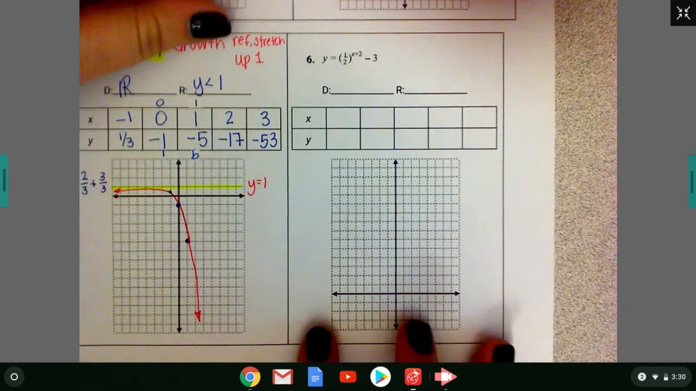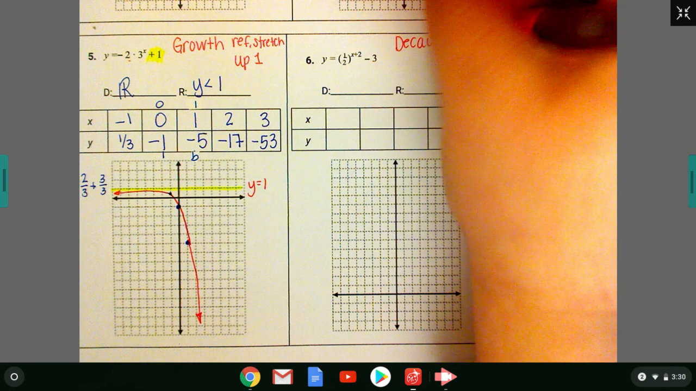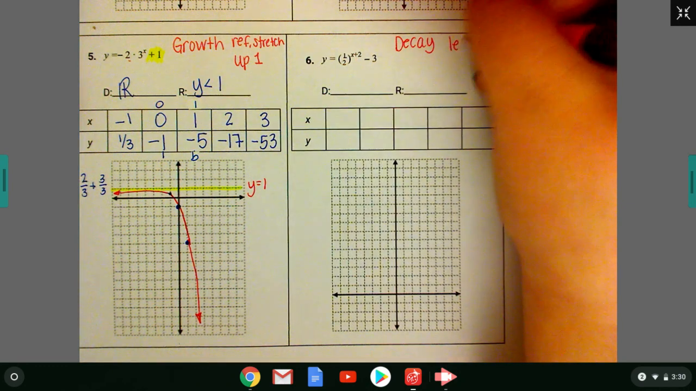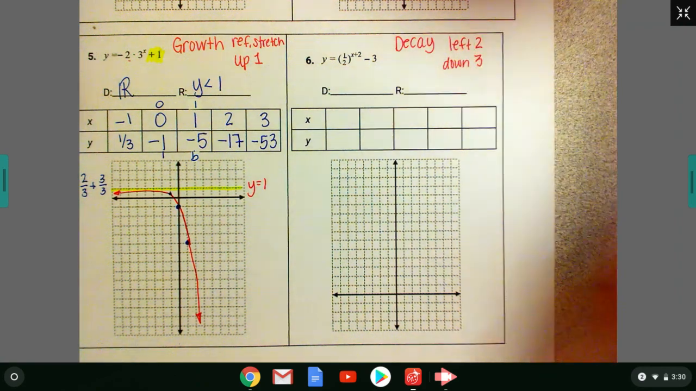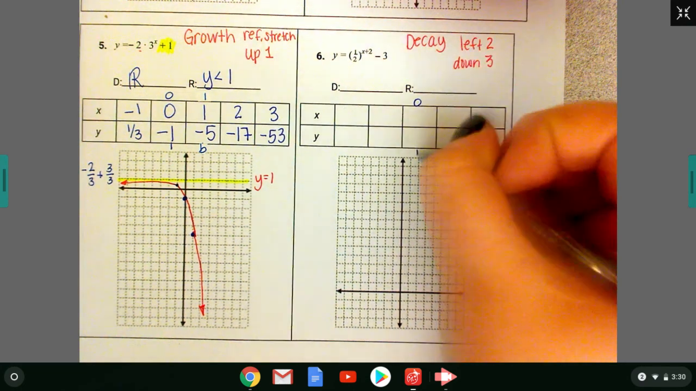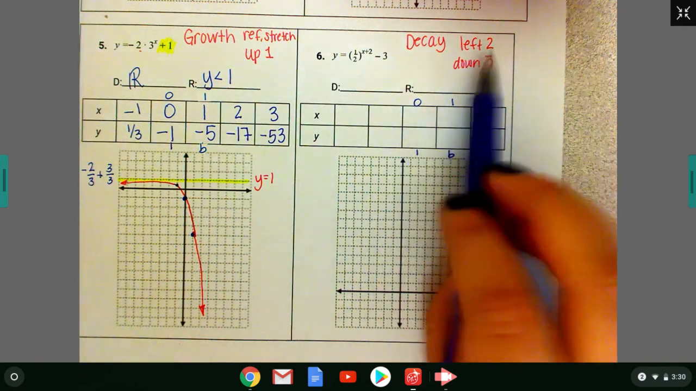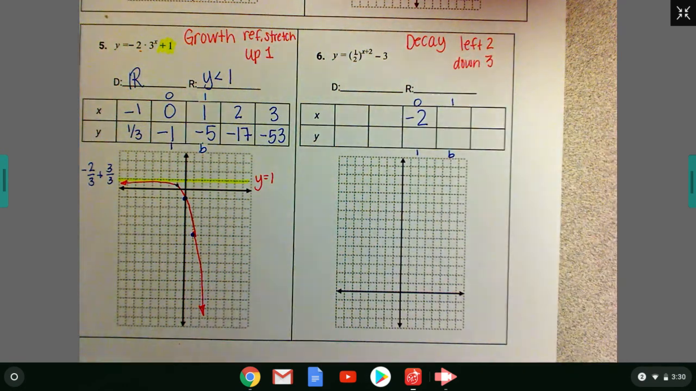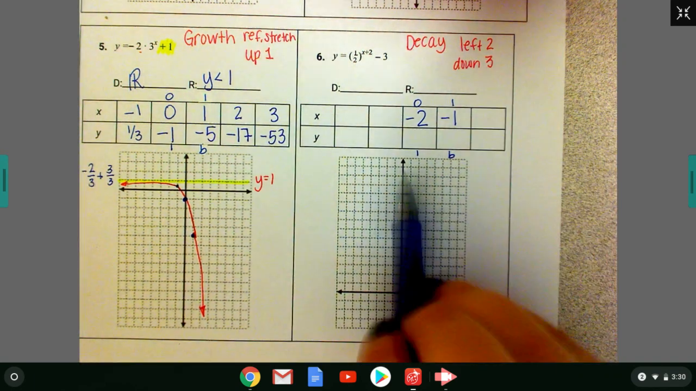Our last one here, we've got a decay function, and a couple things are happening. First off, I see an h, that's going to move it left 2. And I see a k, that's going to move it down 3. So let's jump in. We've got the points 0, 1, and 1, b. The x values 0 and 1 are going to get affected by this left 2. So 0 left 2 is 0 minus 2, and 1 left 2 is 1 minus 2. And then our down 3 will happen with the 1 and b.